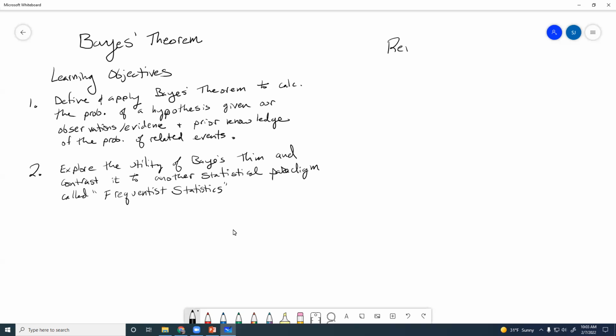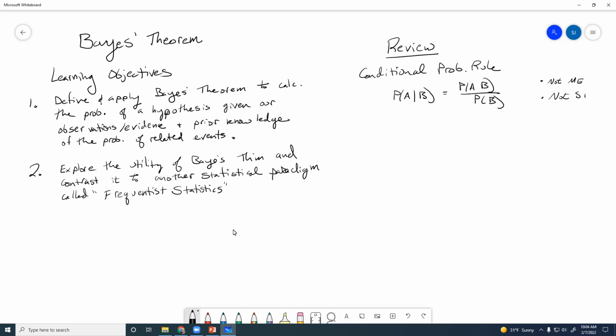All right, before we get into Bayes, let's just do a quick review. We have our conditional probability rule, and that states that the probability of A given B, well, let me just write it out first. This is the probability of A and B divided by the probability of B, assuming that they're not mutually exclusive and not statistically independent.